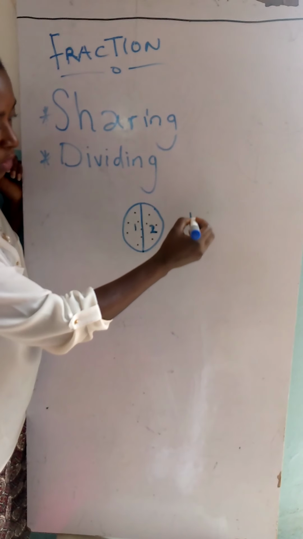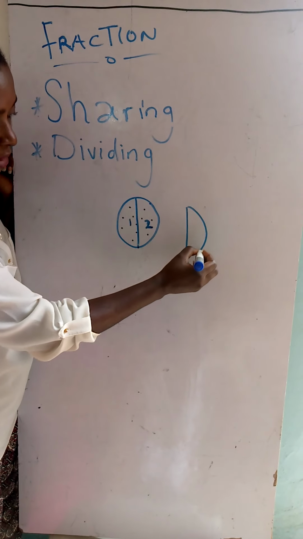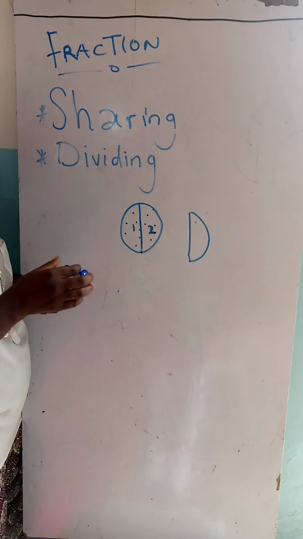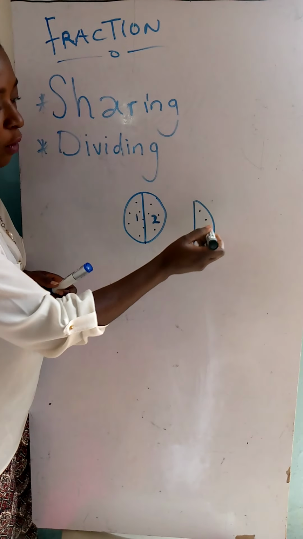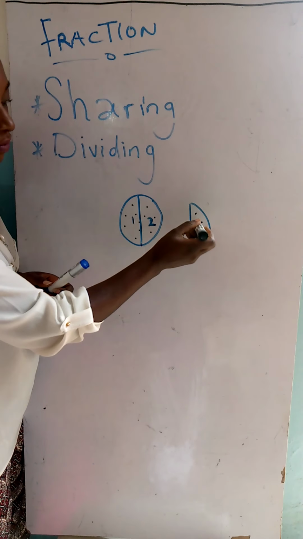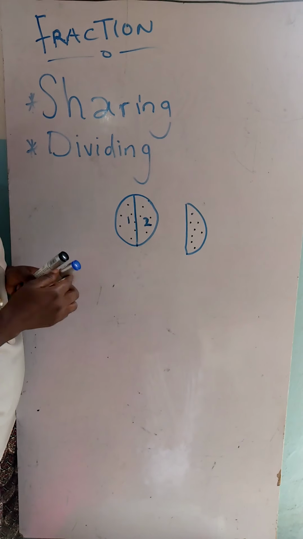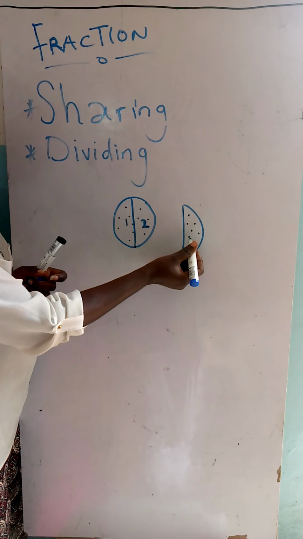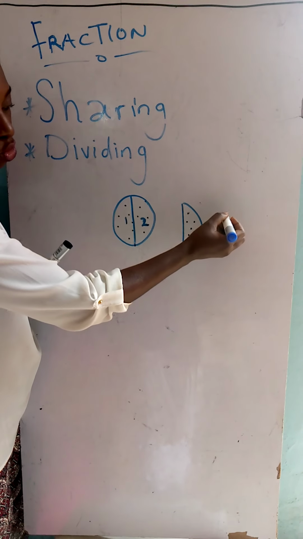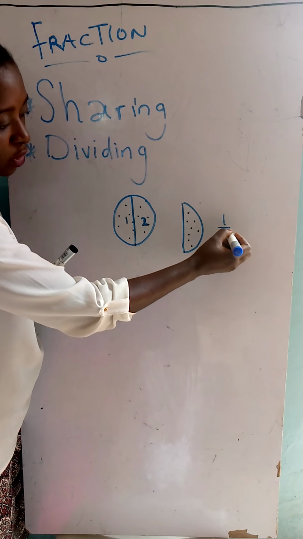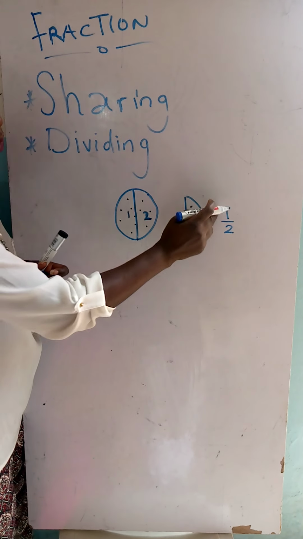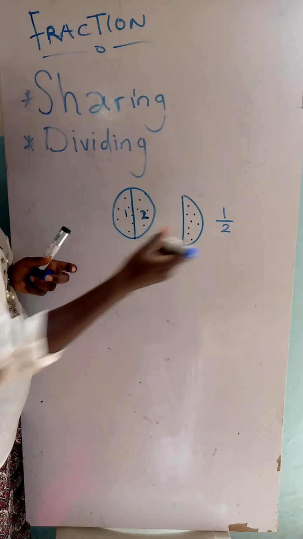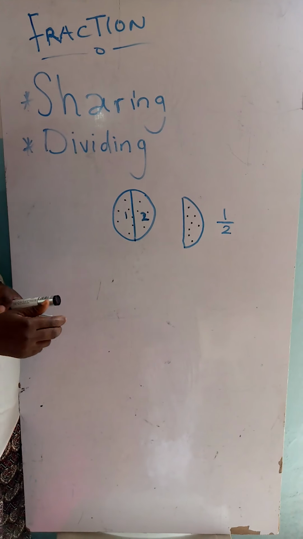If you break it like this, the part that you get will look something like this. That's the part of the biscuit you get, and this is half of the biscuit. Half. So I just shared it between two people. So this is 1, 2. That means the part you got is 1 out of the 2. So 1 out of the 2, that is half. 1 over 2 is half. So anywhere you see 1 over 2, that means half of that thing.